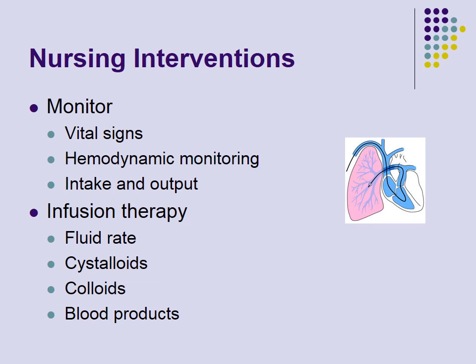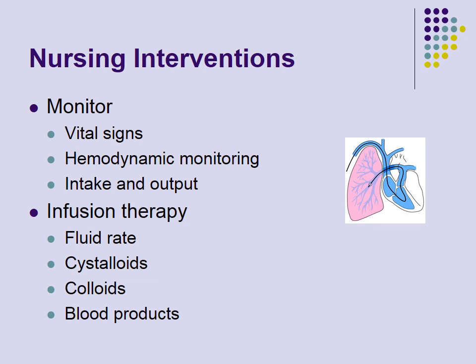Colloids are a fluid that will expand the fluid volume. Some of the typical ones that we see are Plasmanate and Hespan. These are products of a colloid that we hang up to try and pump up that blood volume.